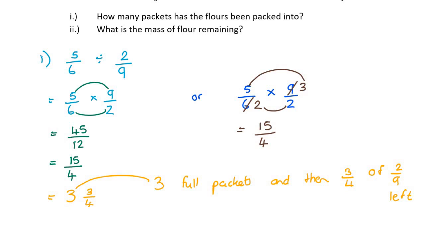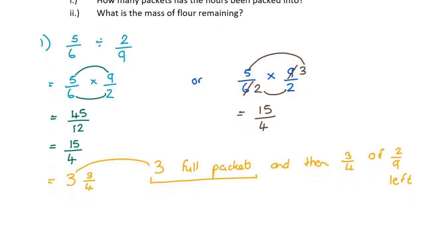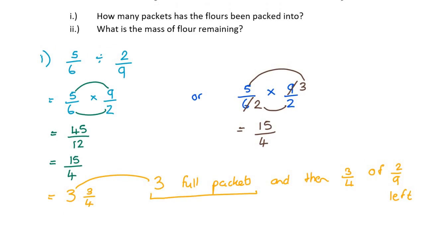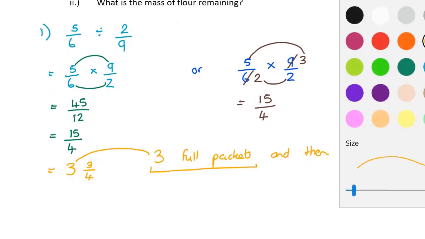So how many full packets can she make? She can make 3 full packets. She then has 3/4 of this 2/9 left. So what is the mass of flour remaining is the next question. So this is a really, really nice question. So let me just say this again. I didn't get a whole number of packets. So what it means is that I can have 3 full packets and then 3/4 of a packet. But just be careful, each packet contained 2/9. So what is the mass of flour remaining?